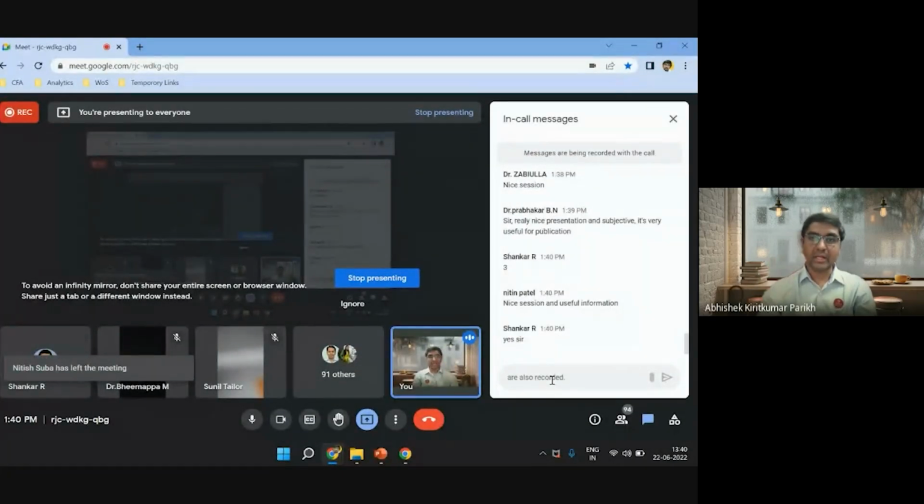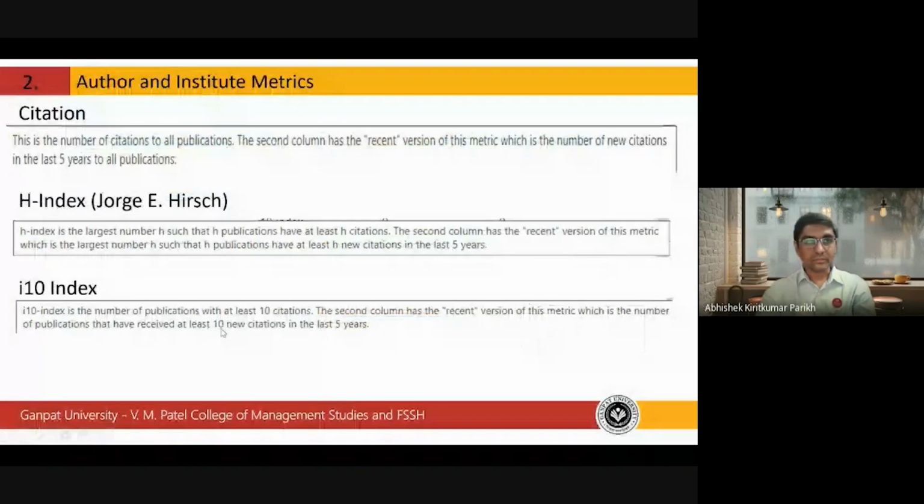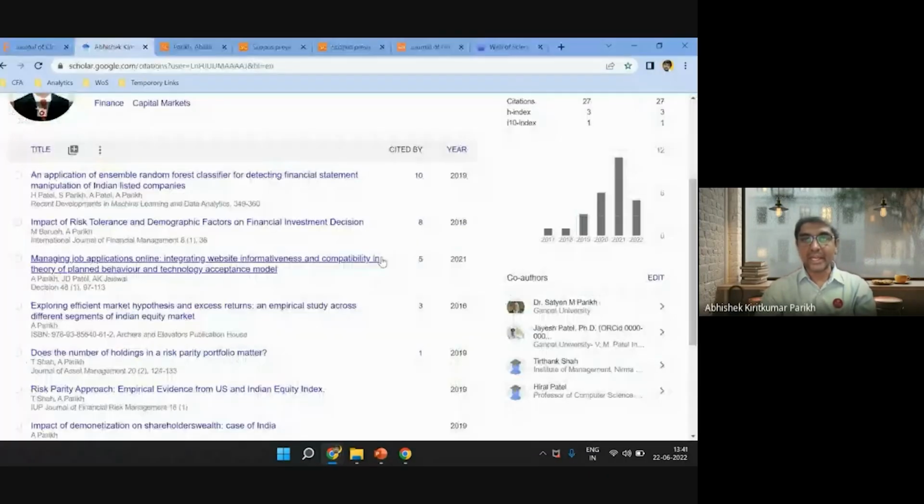Yes, Shankar, perfectly correct. I-10 index is the number of publications having at least 10 citations. So here you need not look for 10 articles with 10 citations. If 2 articles have 10 citations, your I-10 is 2. If 3 articles have 10 citations, I-10 is 3, and so on, right? So what should be my I-10 index? Only 1 article, so it's 1, right?